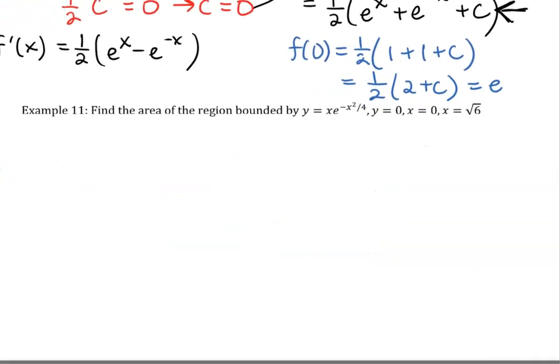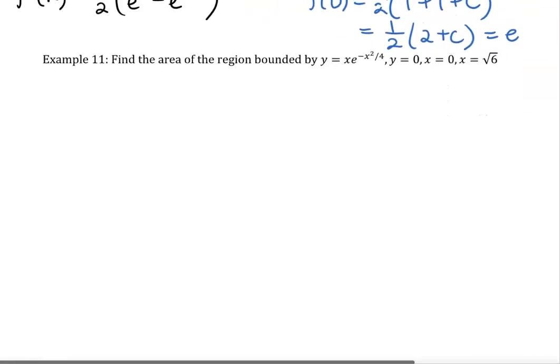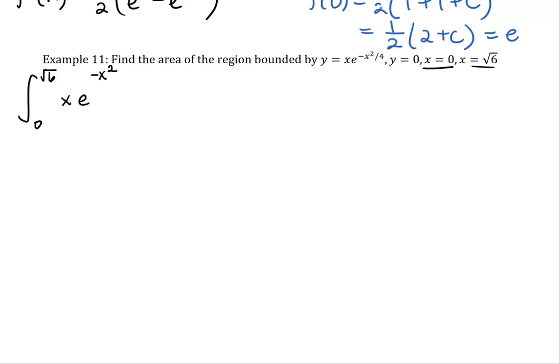Our last example, we will be looking at another application of the integral. We will be using the integral to find the area of the region bounded by some curves. So I'm going to go ahead and set up my definite integral. My lower limit will be 0. My upper limit will be the square root of 6. And I will be integrating the function y, which is x e to the negative x squared divided by 4, dx. The y being equal to 0 just means that we're integrating this function above the x-axis. We're just finding the area under this curve and above the x-axis. So we already have our definite integral set up.